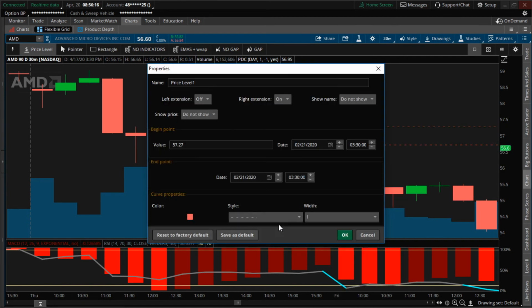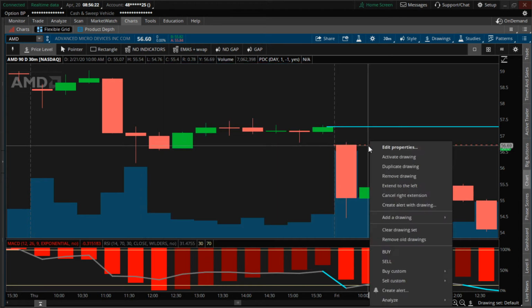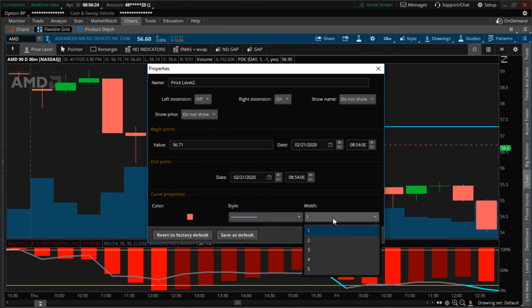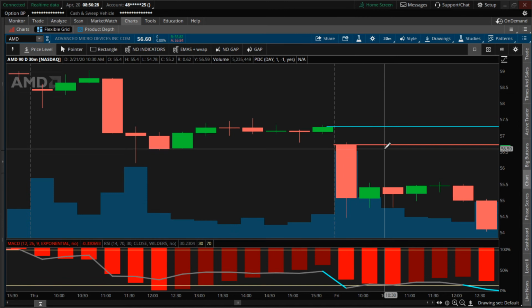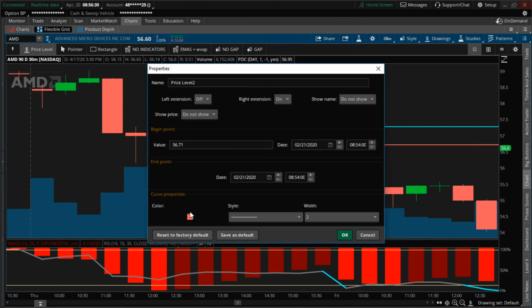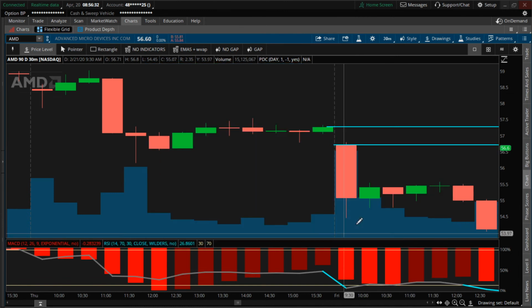I like changing my colors. This is my preference right here. This is up to you. I like changing my gap levels to blue, and I like making them solid lines. All right, so we're going to make that a solid line. I'm going to change these gap levels to blue, just so I can see the gap. Okay, let me fix that. All right, so look, check this out, you guys.